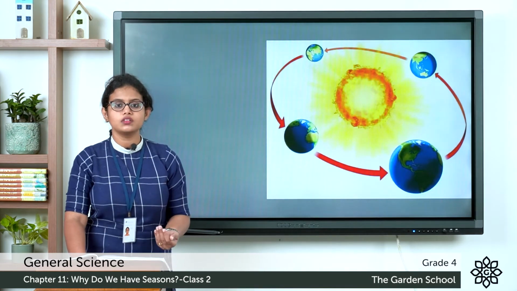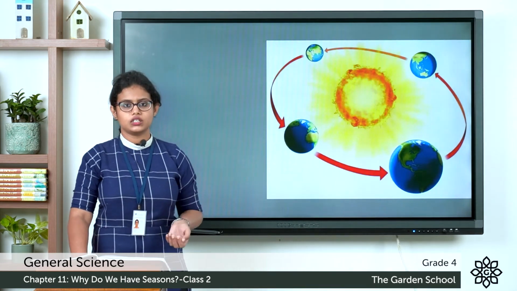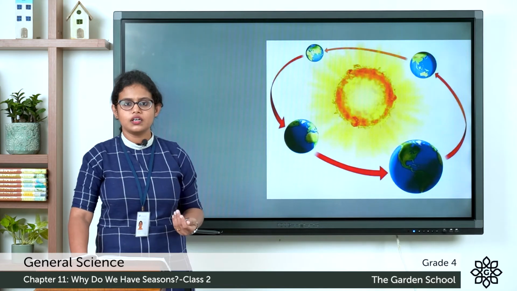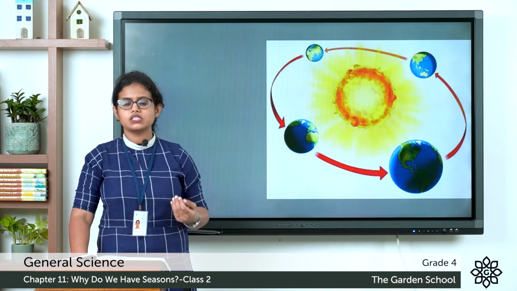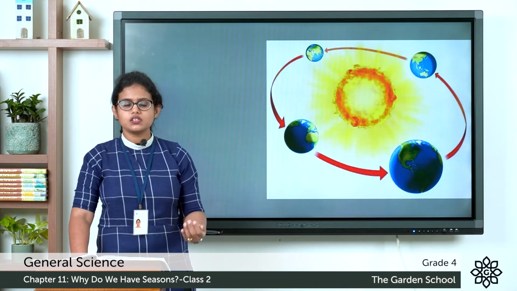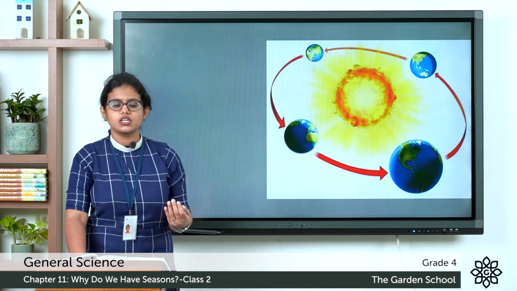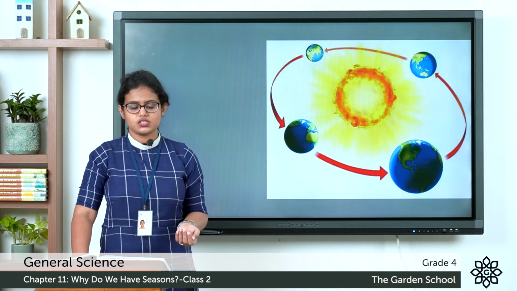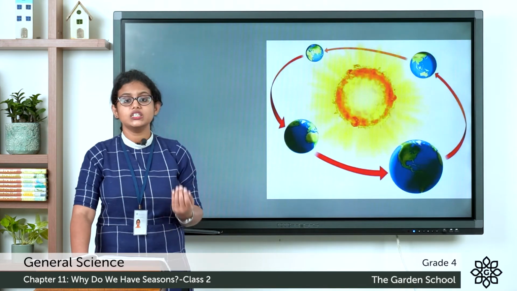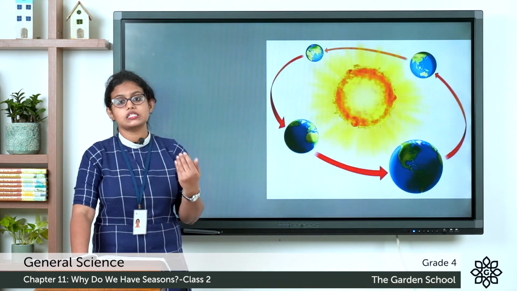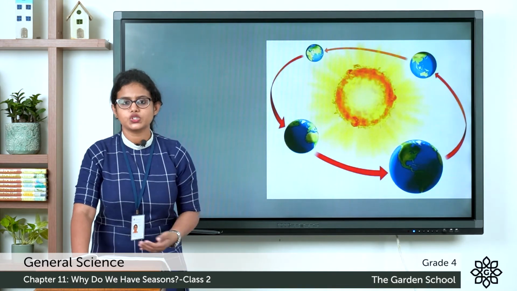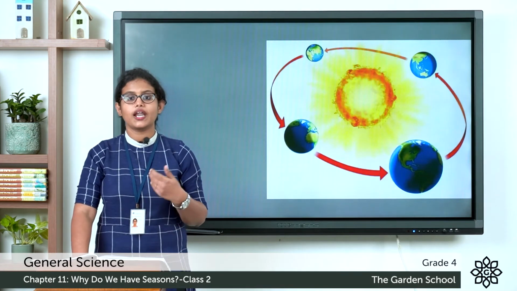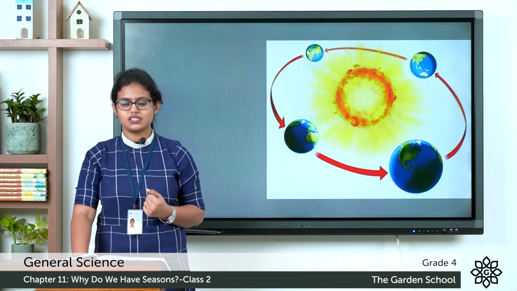Every 6 months, the situation changes on the earth. The part of the earth that is closer to the sun moves away from the sun, and the part that is away from the sun moves closer to the sun. Why? Because the earth keeps moving all the time. That is why we have change in the seasons, one after the other.